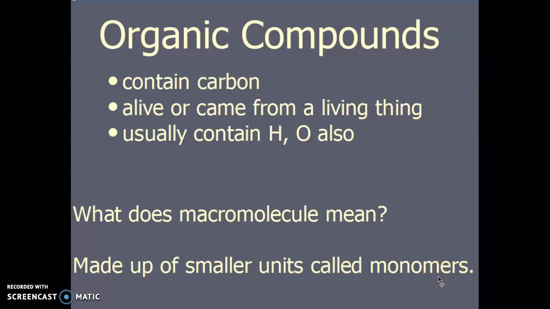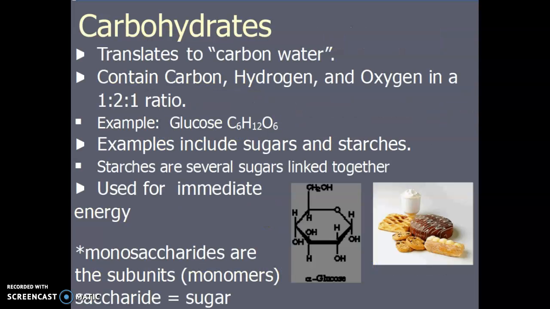So the best example I can give you is if you take one pearl, that would be like the monomer. And if you make a string of pearls to make a necklace, that would be a macromolecule. Like a piece to the whole, if you want to think of it that way. All right, so the first organic compound we need to talk about are carbohydrates.